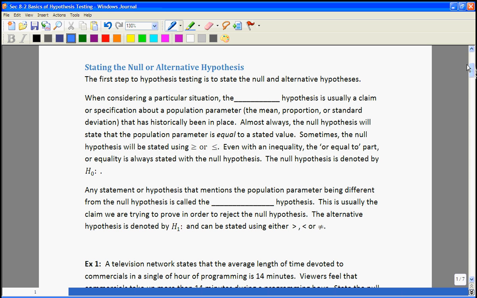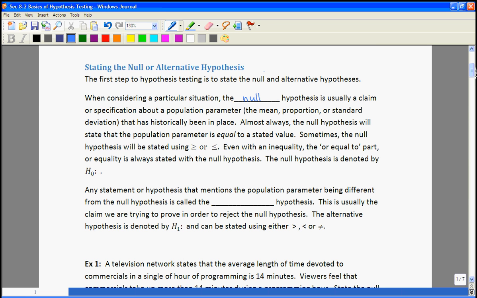alternative hypothesis. When considering a particular situation, the null hypothesis is usually a claim or specification about a population parameter, again either the mean, the proportion, or standard deviation, that has historically been in place, meaning it's been this way for a while, or this is how we think it is right now. Almost always, the null hypothesis will state that the population parameter is equal to some stated value.